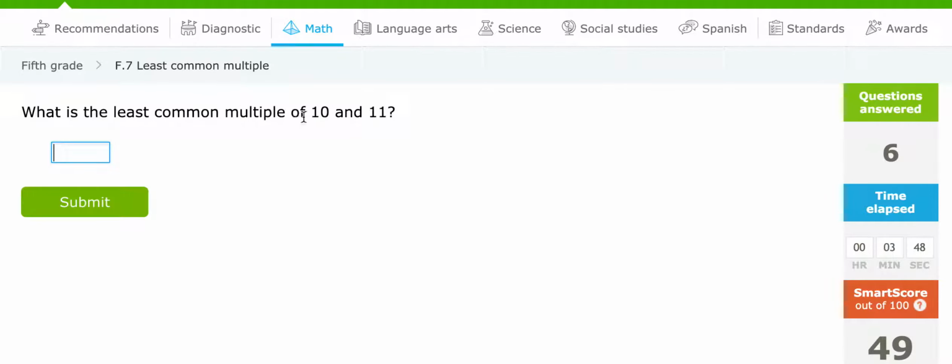All right. Least common multiple of 10 and 11. So 10 is 2 times 5. 11 is just 11. So 2 times 5 times 11, 110 will be the least common multiple.